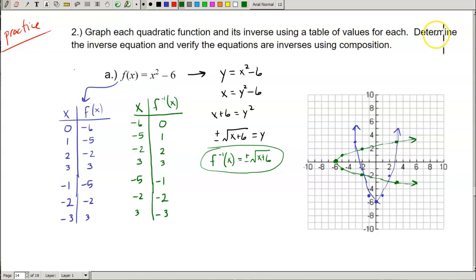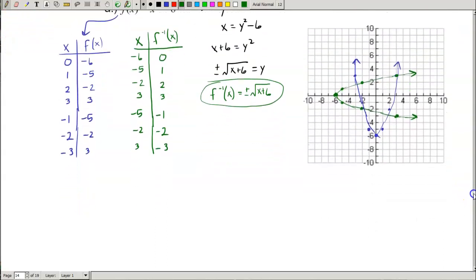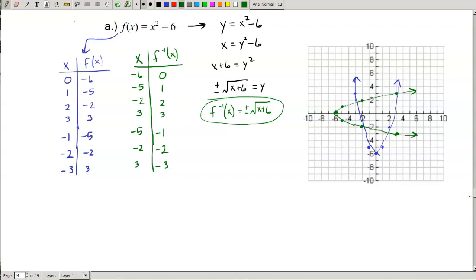Okay, and then it says to determine the inverse equation, so we figured out the equation, and then to verify the equations are inverses using composition. So we talked about that as well. So I'm going to now prove that these two things are indeed inverses. Of course, we know they are. We just did the inverse right here, and we're showing it on the graph. Clearly, they're inverses. But let's review what function composition tells us. If we want to prove it, we would have to take f of g of x, and we would have to show that that equals x.